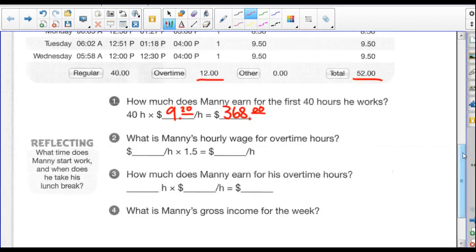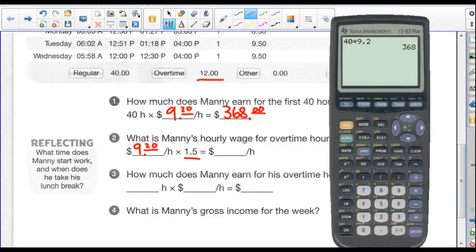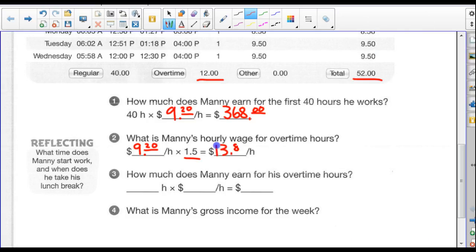So what is Manny's hourly wage for the overtime hours? Well, his hourly wage is $9.20, but we multiply that by 1.5 because that's how we get how much he's going to make per hour at time and a half. So we take $9.20 and multiply that by 1.5, and that means for overtime he's going to make $13.80 per hour, each hour that he works overtime.